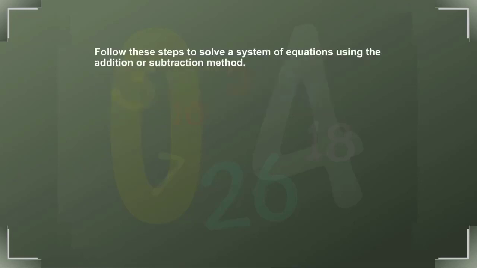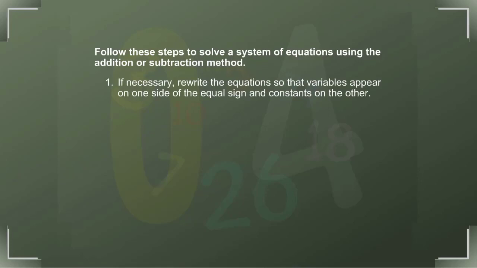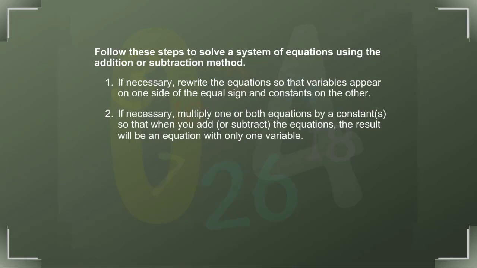Follow these steps to solve a system of equations using the addition or subtraction method. 1. If necessary, rewrite the equations so that the variables appear on one side of the equal sign and constants on the other. 2. If necessary, multiply one or both equations by a constant or constants so that when you add or subtract the equations, the result will be an equation with only one variable.